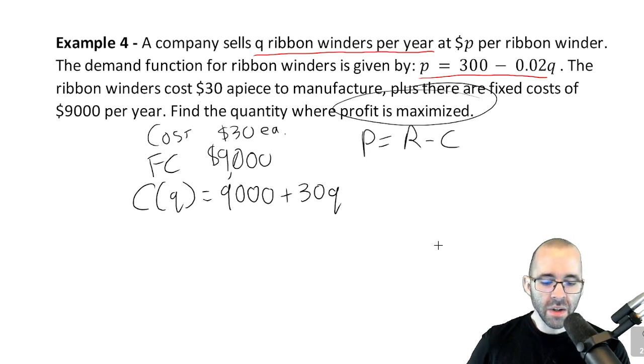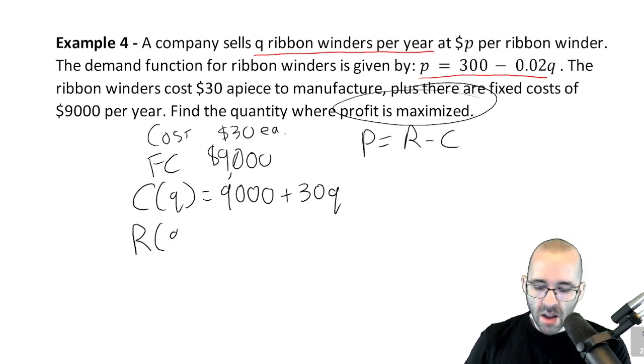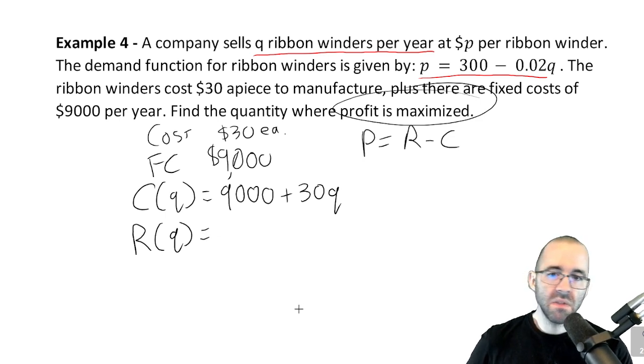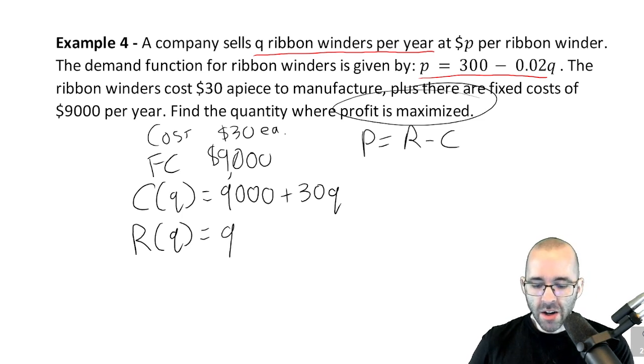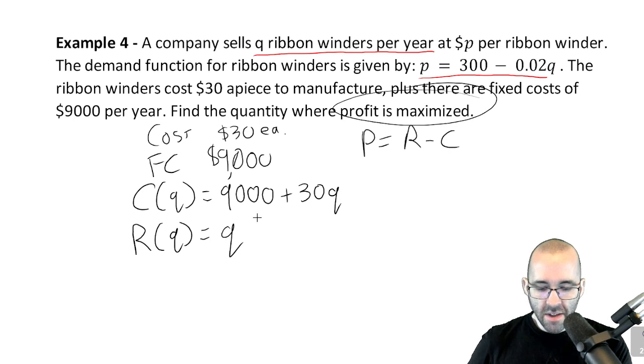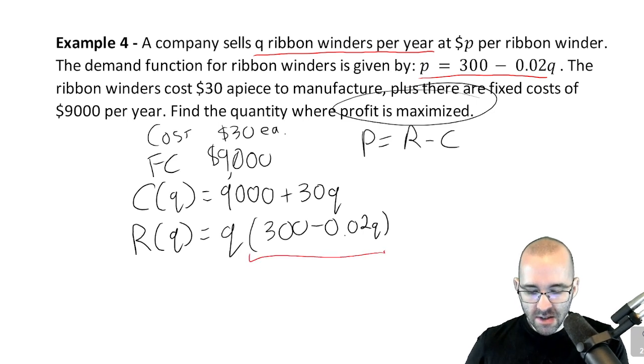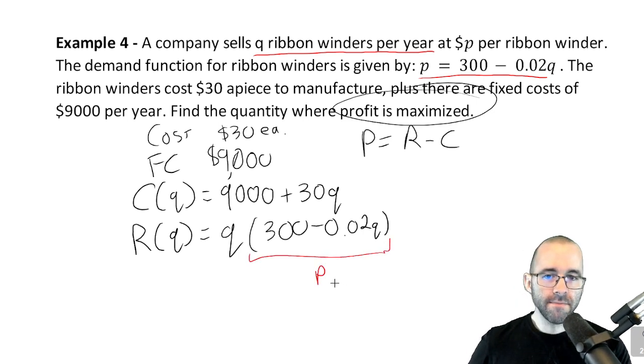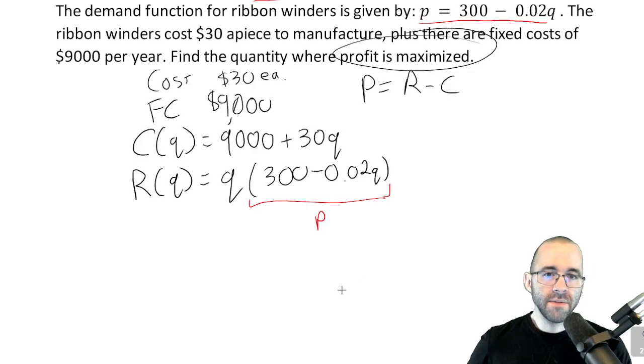To get the profit, all we need is the revenue. The revenue of producing Q items, it's the same revenue we've been talking about all the time, right? Just how many are you selling and at what price? The price is just 300 minus 0.02 Q. Right? This is our price. So now we can find our profit.